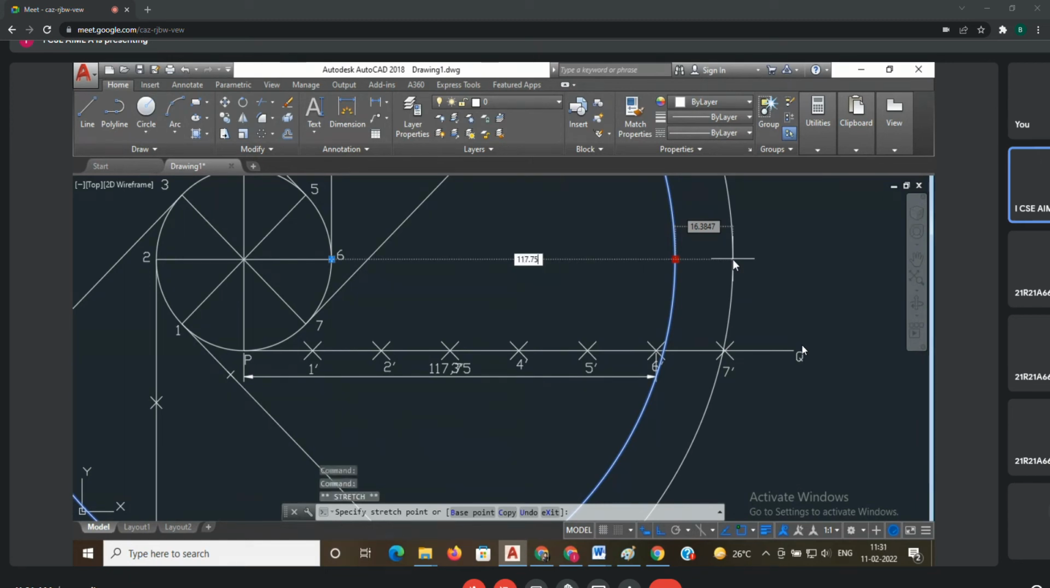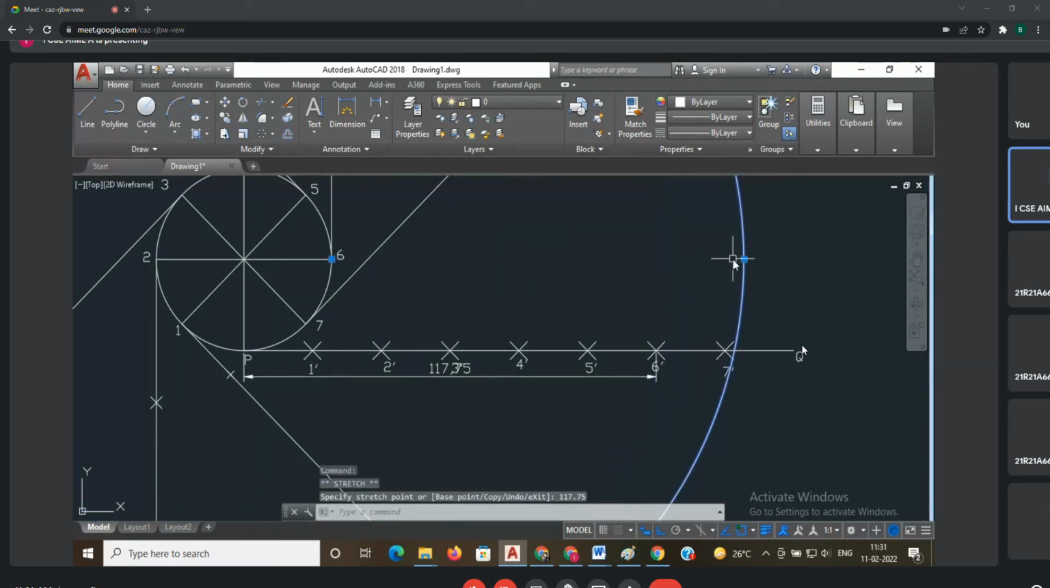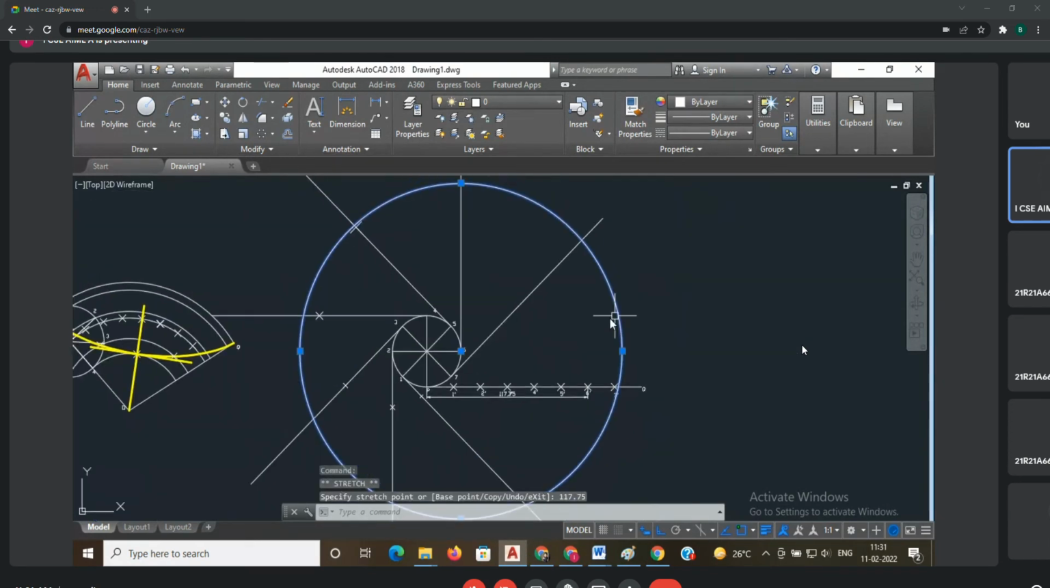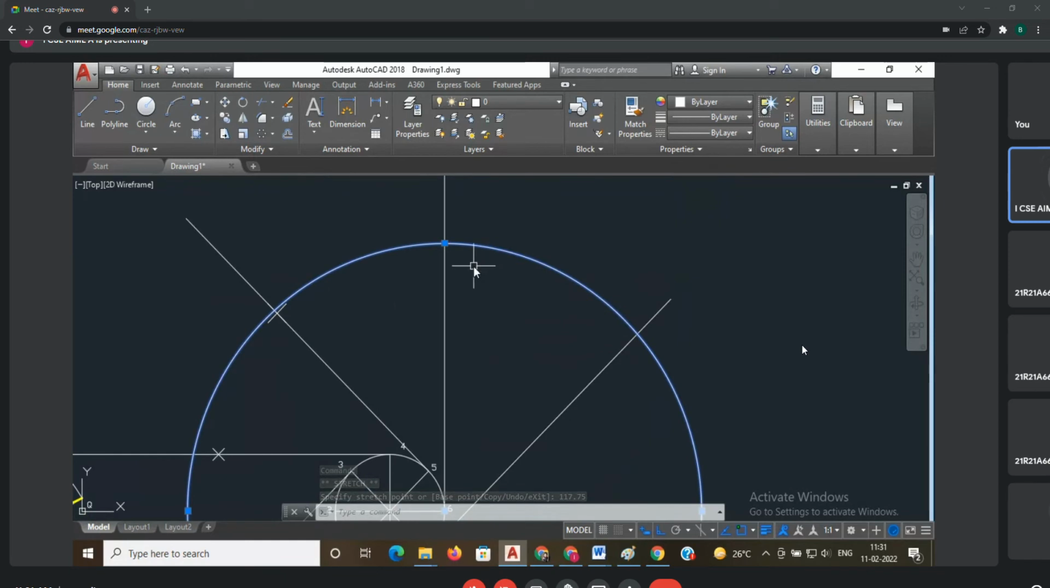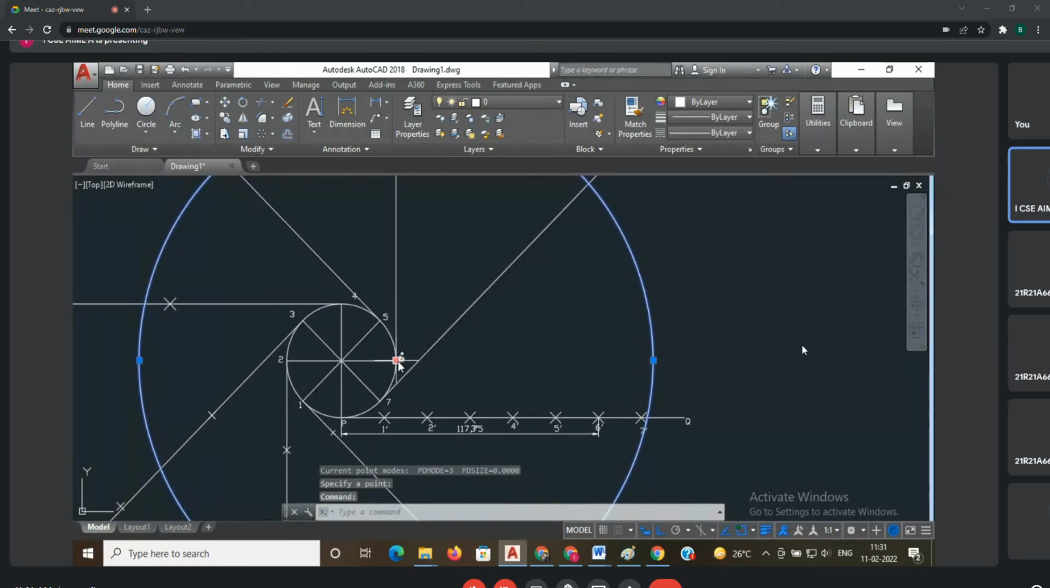117.75. Okay. Enter. Now there is a sixth point. That sixth line, where it is intersecting, somewhere here, make the point. This is my point. Okay. Again, change the center from 6 to 7.